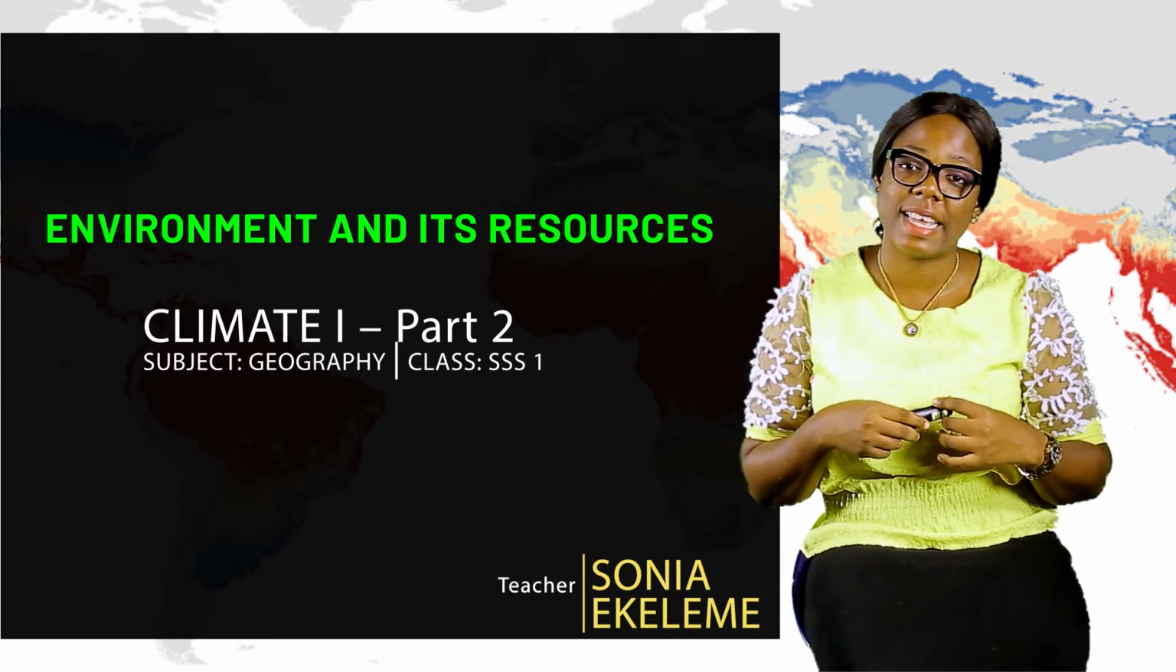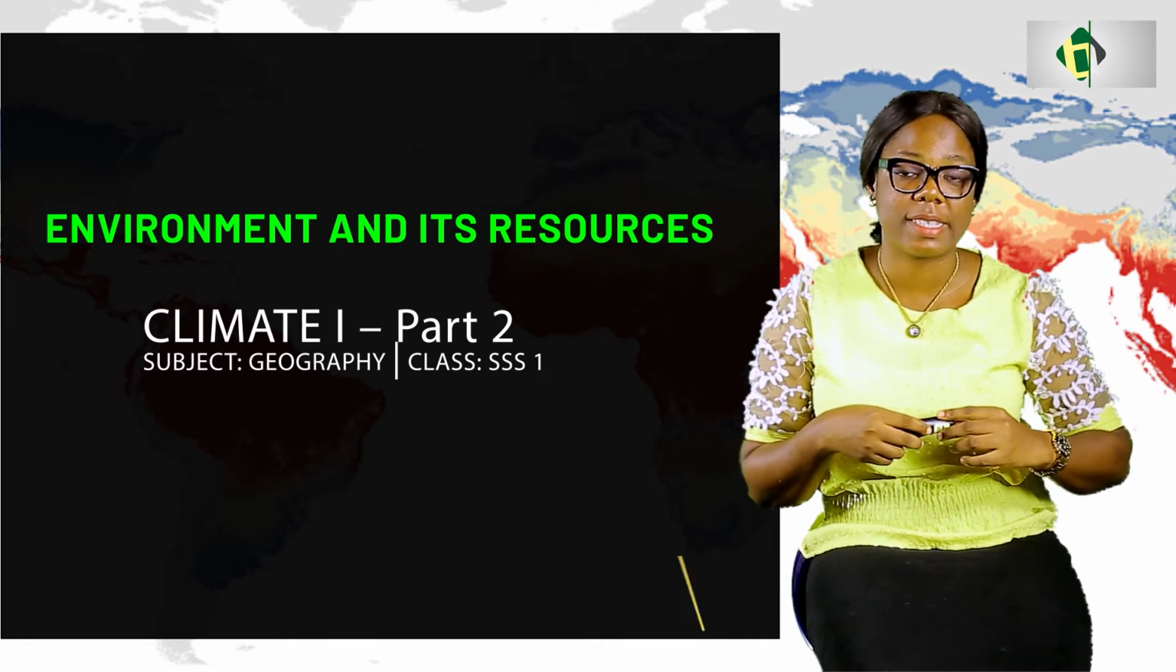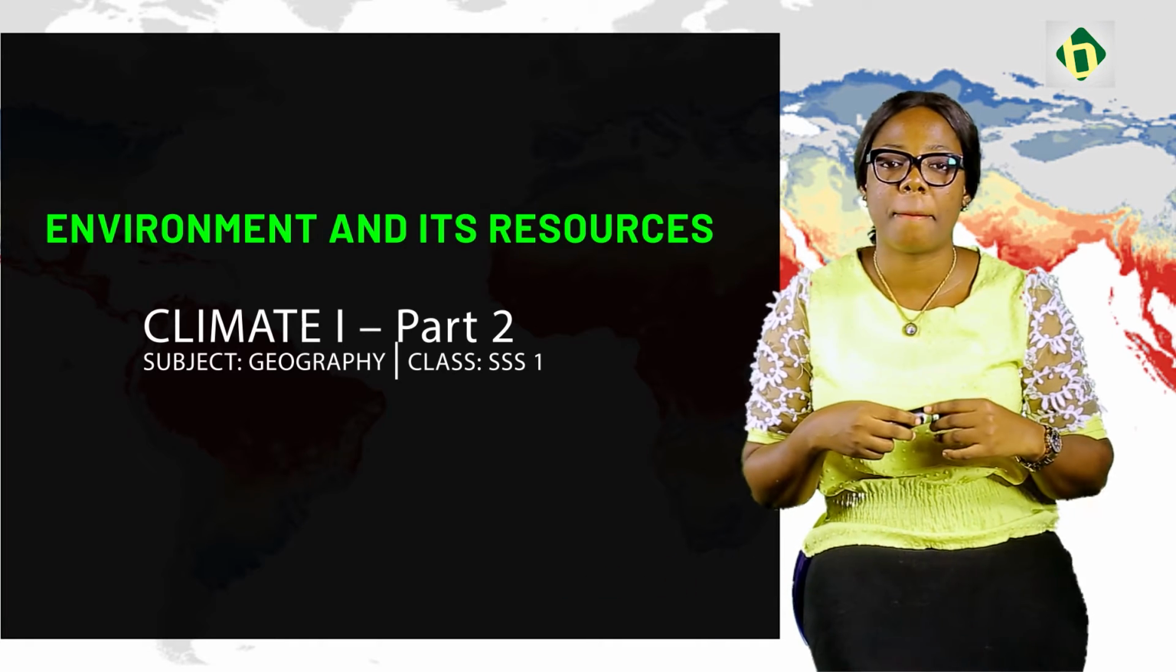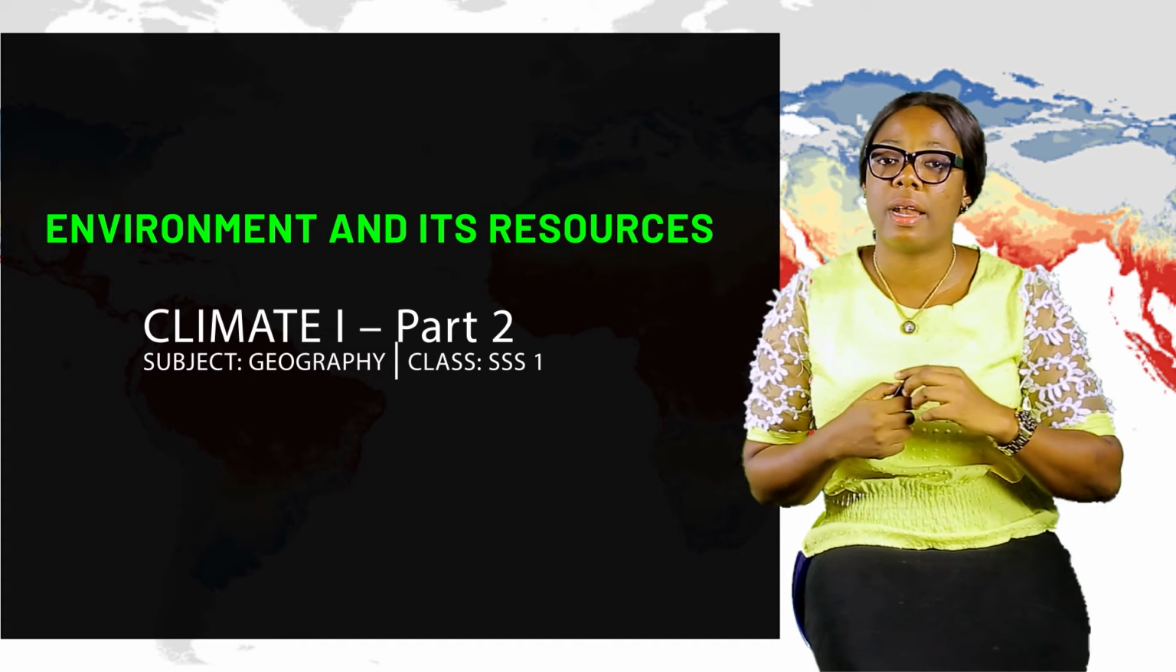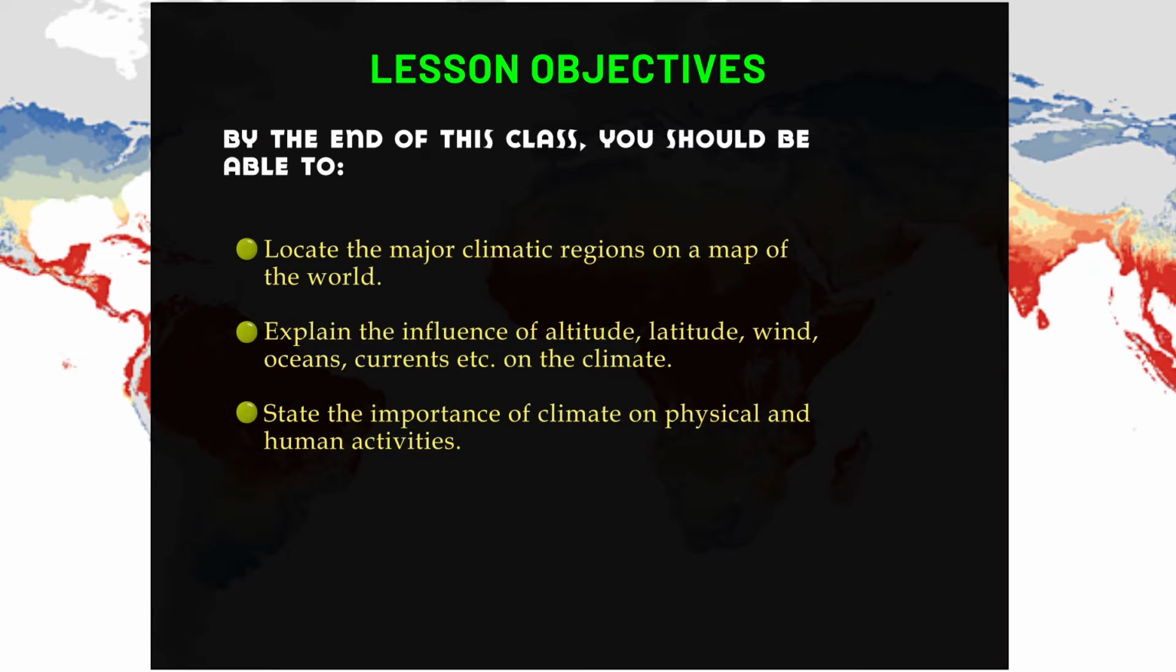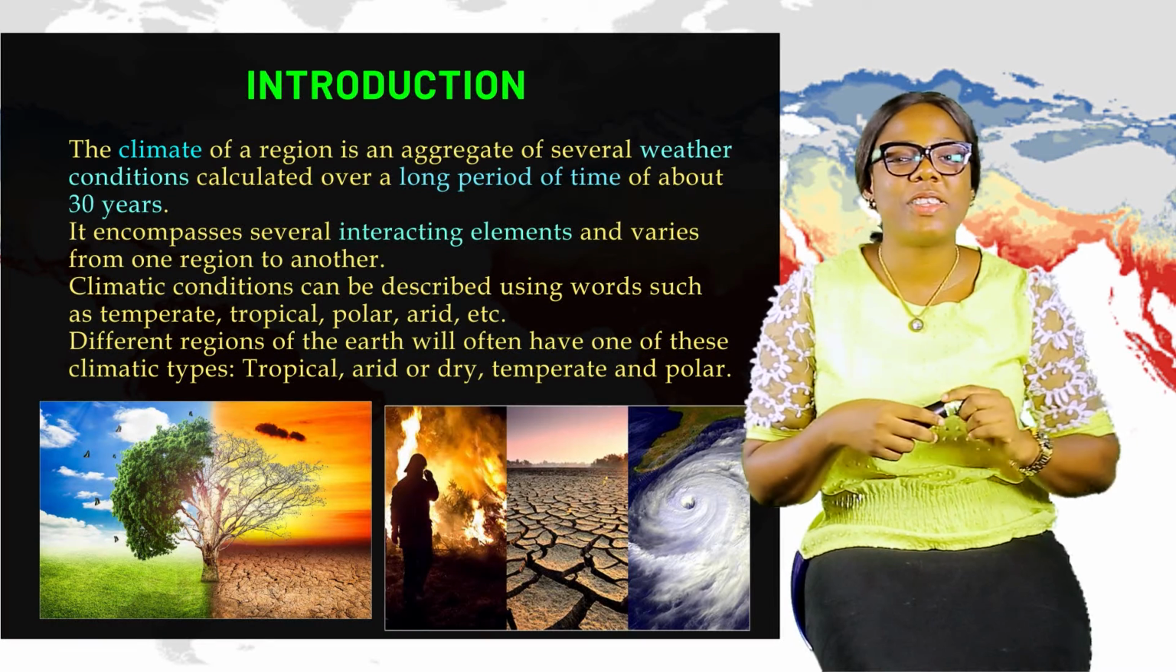Our theme for today's lesson is Environment and its Resources, and our topic, Climate 1 Part 2. Before we go into our lesson proper, let's take a quick rundown on our lesson objectives. By the end of this class, you should be able to locate the major climatic regions on a map of the world, explain the influence of altitude, latitude, wind, oceans, currents, etc. on the climate, and lastly, state the importance of climate on physical and human activities. Now let's go into our lesson proper.